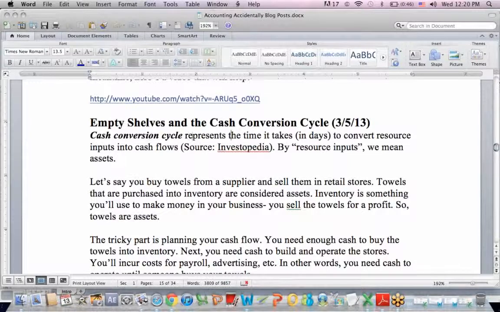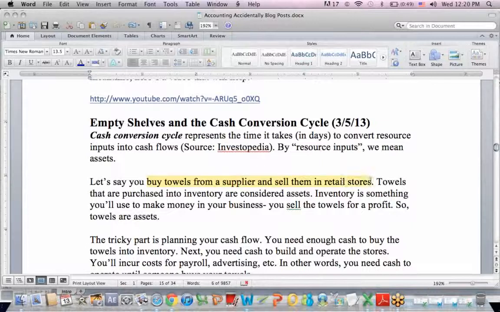Specifically, the cash conversion cycle represents the time it takes in days to convert resource inputs into cash flows. And by resource inputs, we mean assets, things that you use in your business to make money. If you're a manufacturer, that might be direct labor, direct material. If you're a service provider, that's spending money on tax return software if you make tax returns, or buying inventory for your store if you're a retailer.